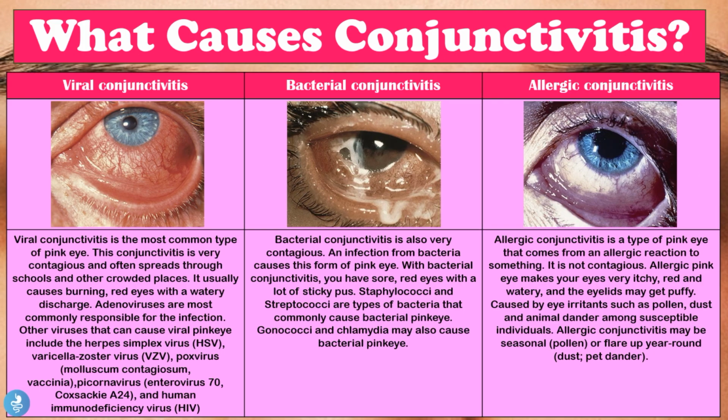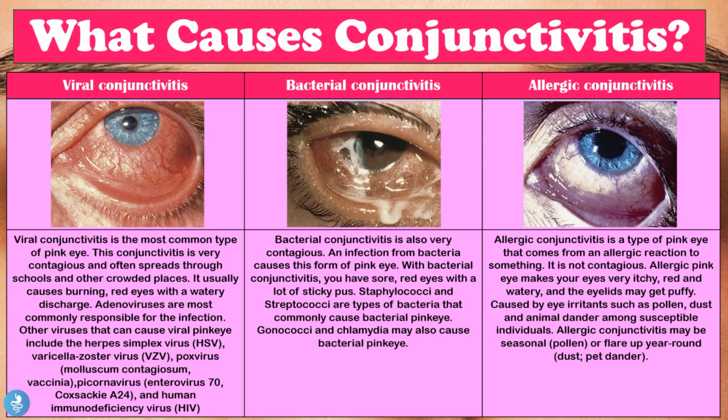So as I mentioned in the slide before, there are three main causes of conjunctivitis or the pink eye. So the first and most common is viral conjunctivitis or viral pink eye, and then we can have bacterial conjunctivitis or bacterial pink eye, and then lastly the allergic conjunctivitis or the allergic pink eye. So this is what a classic look of the viral conjunctivitis is, and the viral conjunctivitis is the most common type of pink eye. And this conjunctivitis is very contagious and often spreads through schools and other crowded places. It usually causes burning, red eyes with a watery discharge.